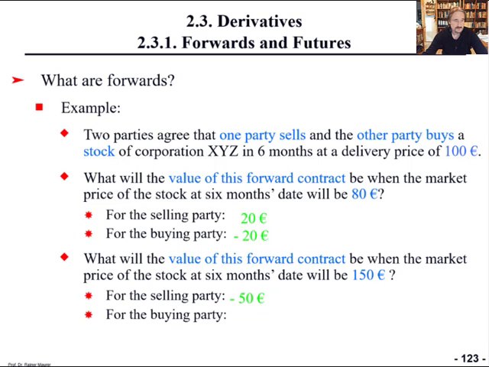For the buying party, the opposite is given. The buying party will make a profit of 50 euro since it can buy the stock at a price of 100 euro only and can sell it immediately on the spot market for stock at a price of 150 euro. So it will gain 50 euro. As a result, the buying position in this forward contract will then have a market value of 50 euro.